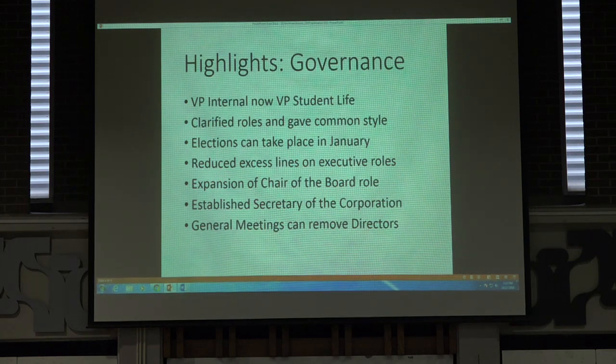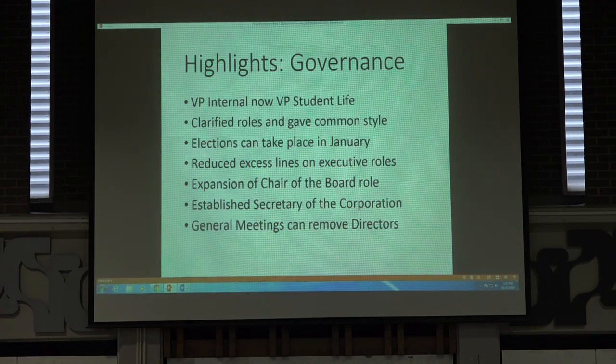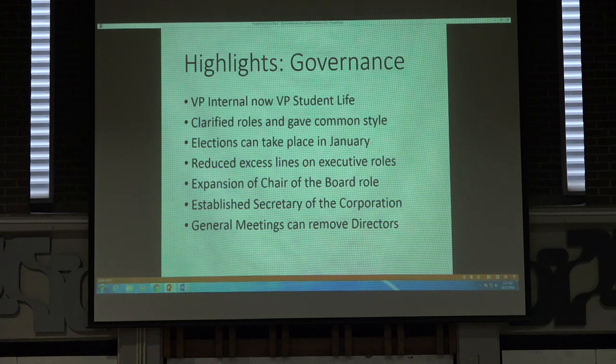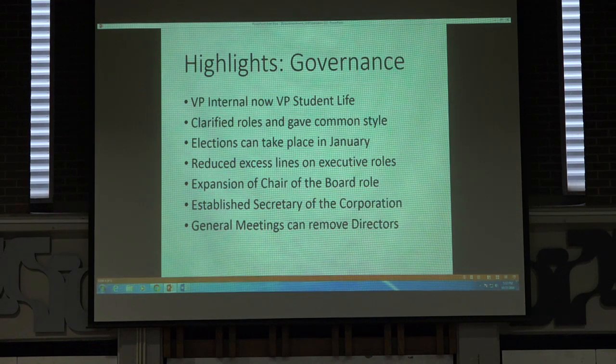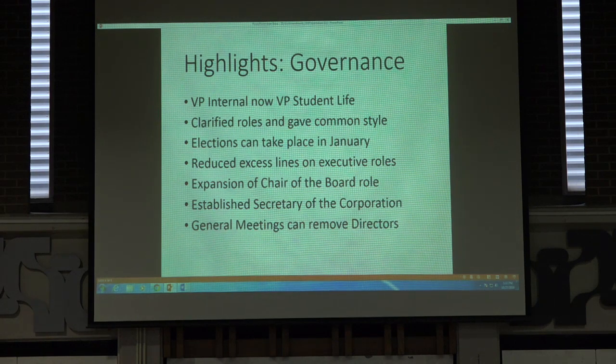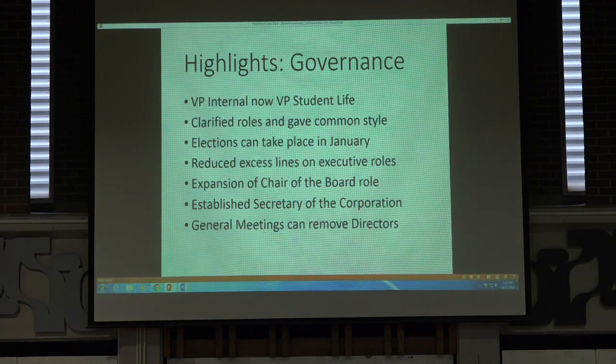Now they can happen anywhere from the start of school to right before reading week. This allows a little bit more flexibility, and it was in response to a lot of students saying that they were busy right before reading week, so we're planning to hopefully move it to the third week in January, so that way the elections can happen at a much less busy time and more students can potentially engage.